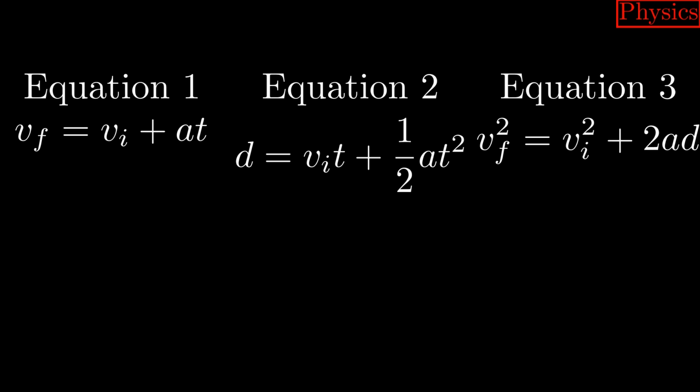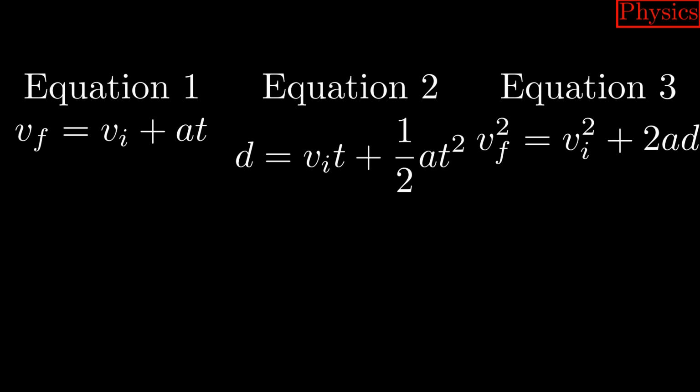Now in equation 1, we have Vf equals Vi plus At. So when we use this equation, we can find the final velocity using the initial velocity plus the acceleration times the time taken. Equation 2 tells us we can find the displacement by multiplying initial velocity times time taken plus half of the acceleration times the time squared. We can find the final velocity squared by squaring the initial velocity and adding twice the acceleration times displacement.